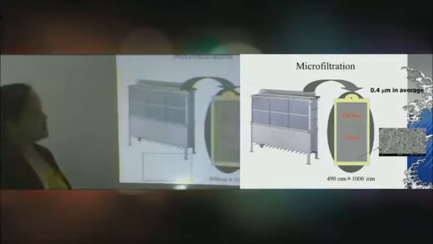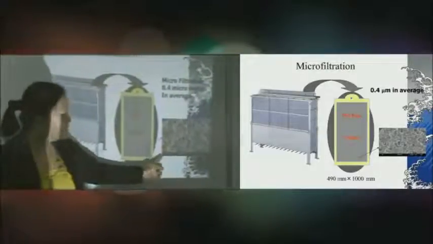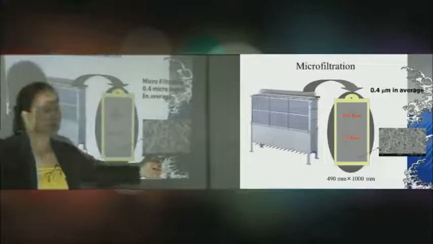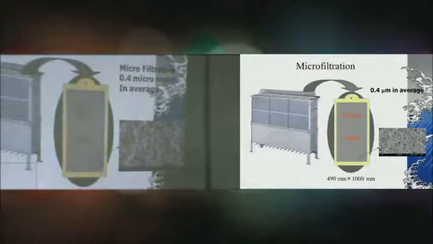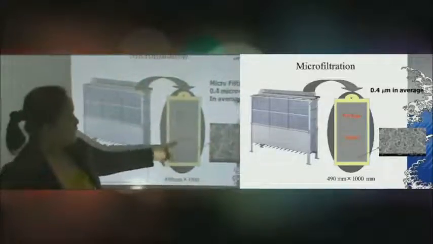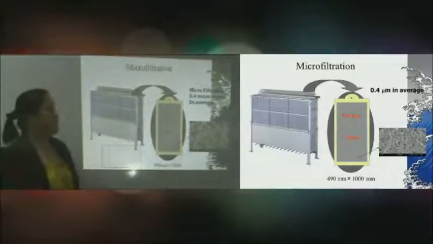Now, the next type of filtration is microfiltration. As you can see, this is most effective with these very small sizes. And normally, what is being used here are very fine plastic materials, and this is actually a 510 type with an area of this one. So you imagine how small it is.